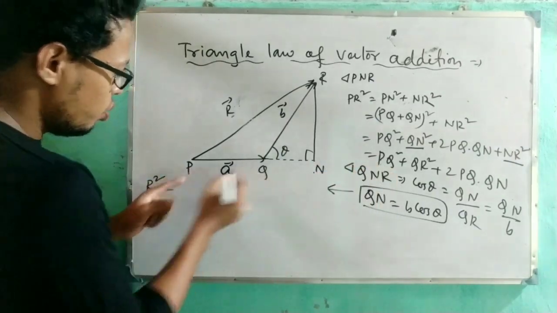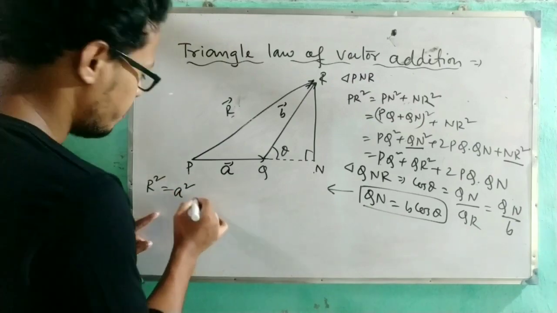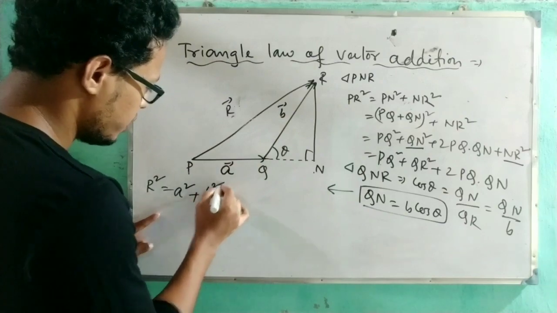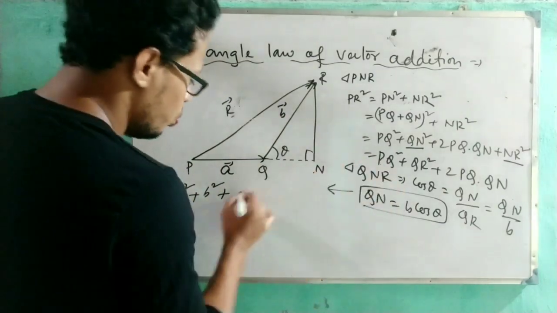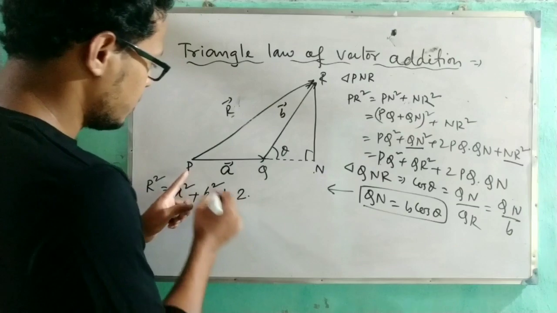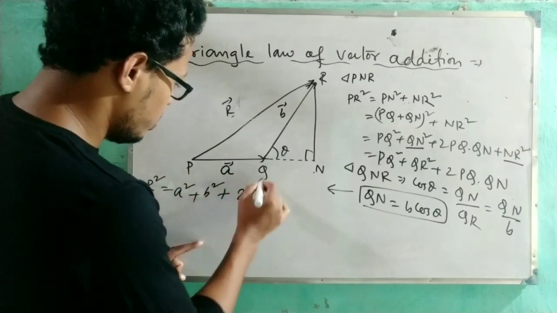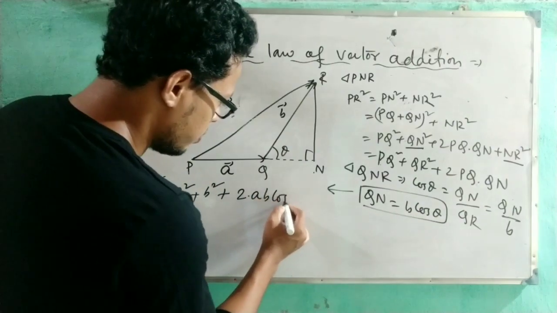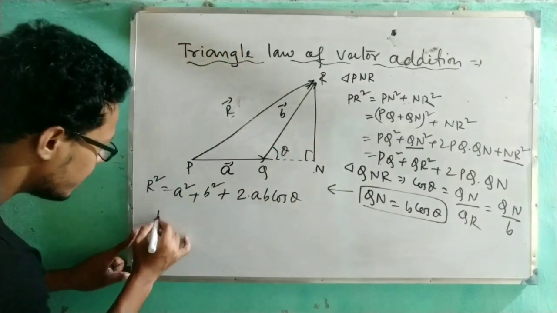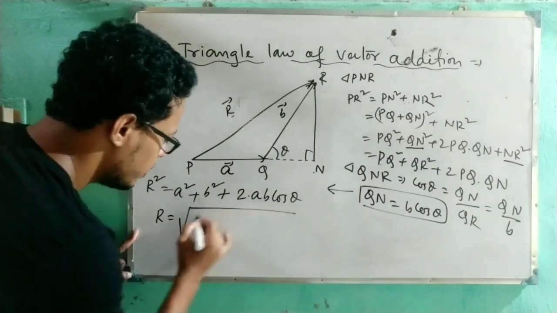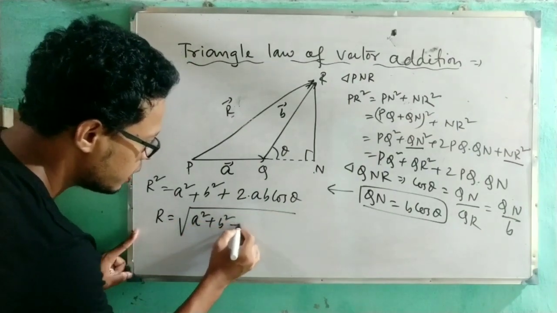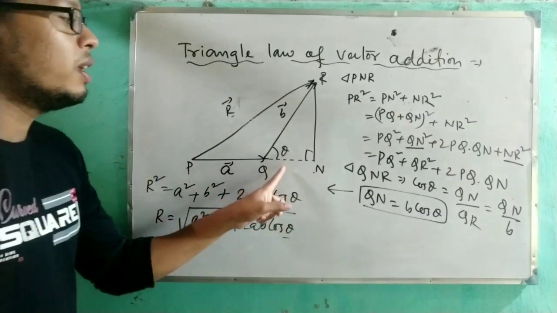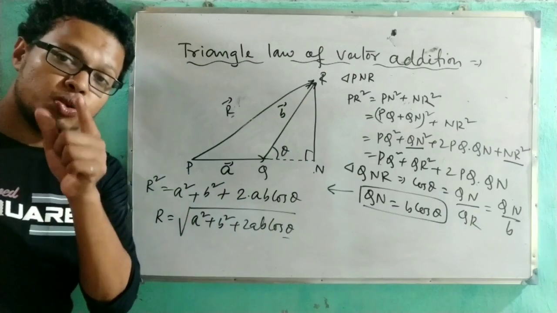PQ means A square plus QR square. QR means this is B square plus 2 into PQ. 2 into PQ means 2 into A into QN. Value of QN is B cos theta. So this value we can write: R equals root over A square plus B square plus twice AB cos theta, where theta is the angle between A and B, the angle between two vectors.